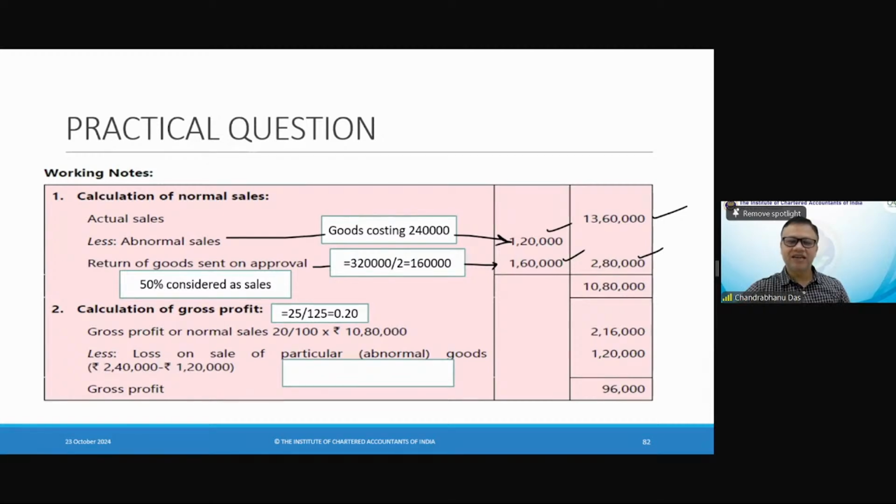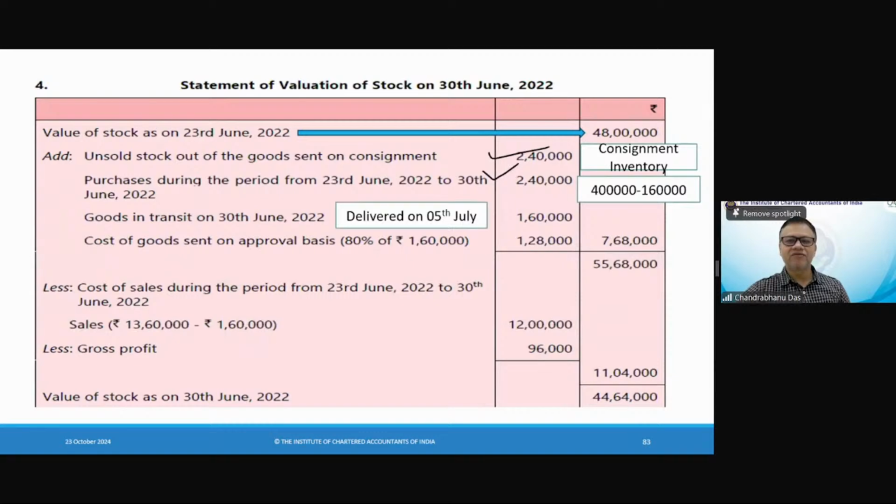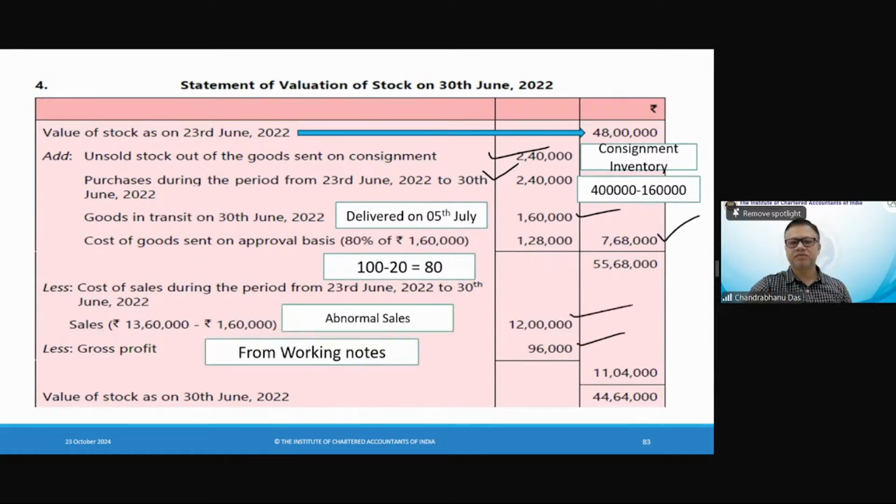Now, when this is deducted, what happens here? Those items which are not to be recorded as sales are recorded in inventory at cost. So profit is 20%. So the balance 80% will be the cost. Yes, sir. Okay. Thanks.